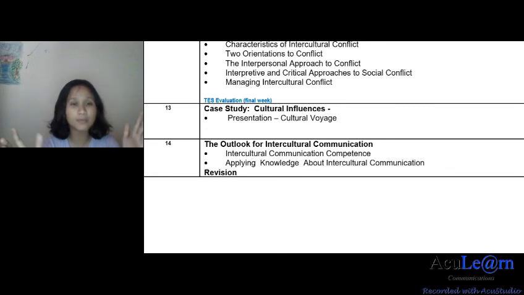So with that, people, that is all for the briefing of the module information or the module outline. I hope this explanation gives you a better understanding of the module.